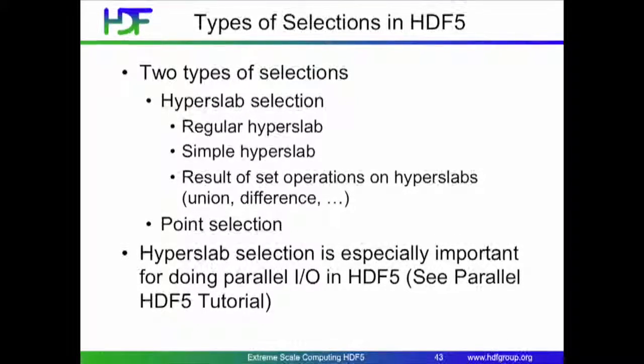There are two types of selections. There's a Hyperslab selection. You can have a regular Hyperslab, a very simple Hyperslab. You can have sets of operations to make these Hyperslabs. And the other one is a point selection. So with the Hyperslab, essentially, if you have a matrix or an array, you say, this is my section that I want. If you have a point selection, you can go through each element and say, I want points from different parts of this array.